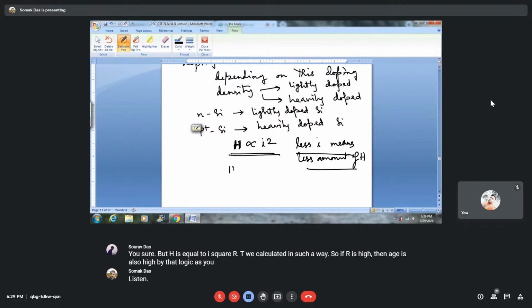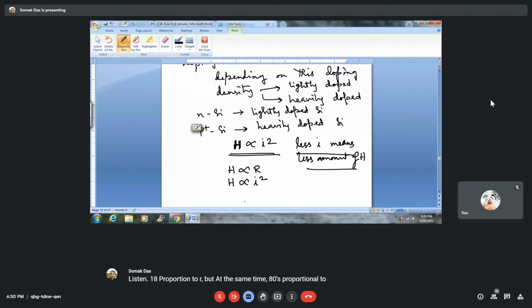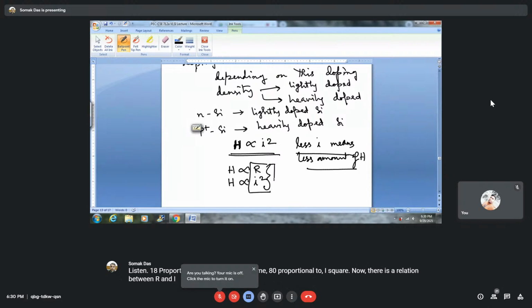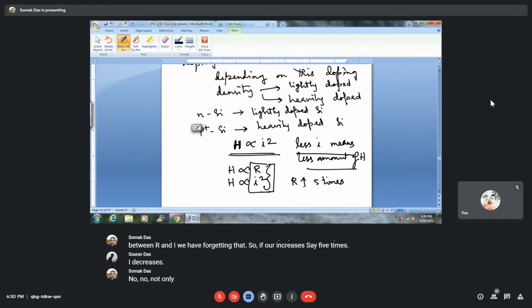Listen, H is proportional to R, but at the same time, H is proportional to I square. Now, there is a relation between R and I. We are forgetting that. So, if R increases, say 5 times, I decreases, not 25, only 5 times. I decreases 5 times, and so H decreases 25 times. Did you get it? Okay, sir, I got it this time.